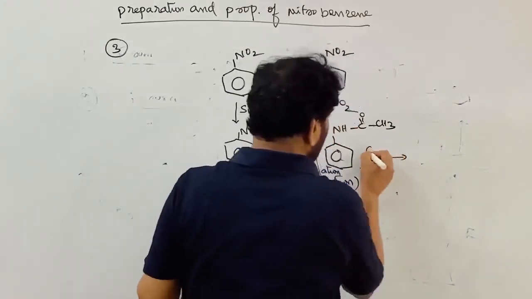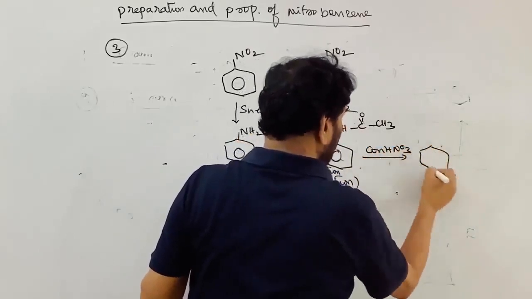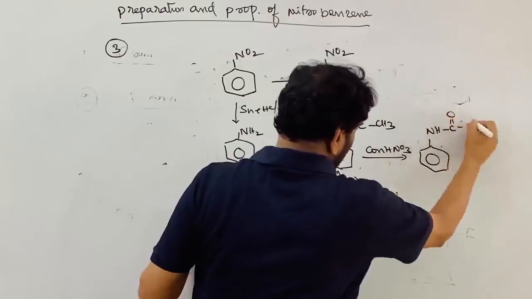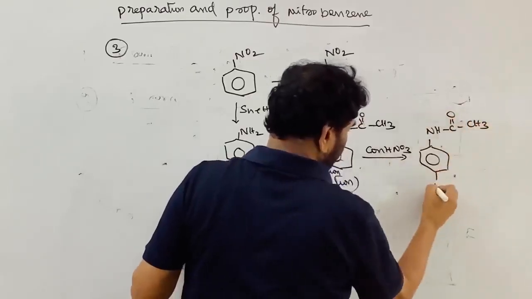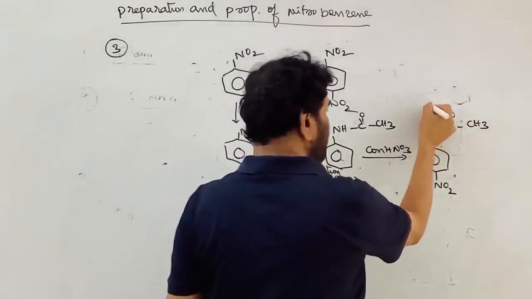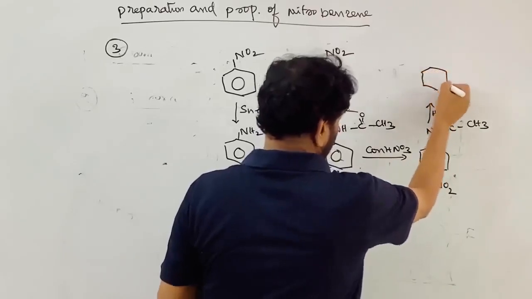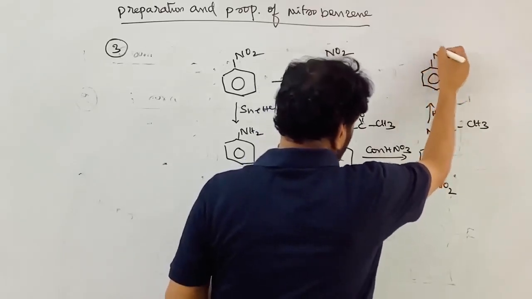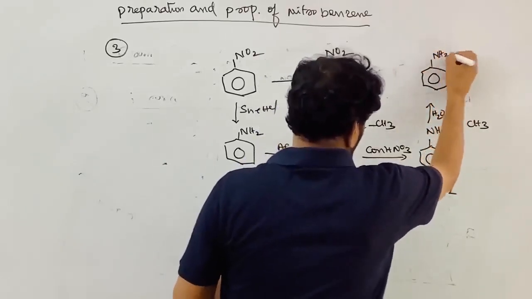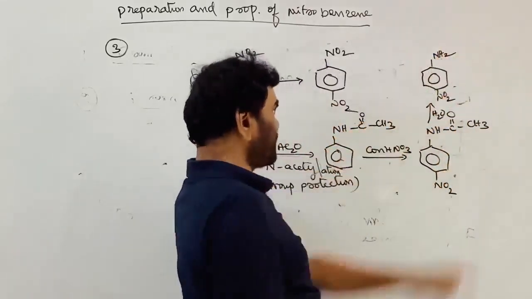Now treat with concentrated HNO3. Nitration takes place, and the para product is more due to ortho effects; I need not tell that again and again. Nitration is carried out. On hydrolysis, deprotection occurs and the protecting group is removed, giving NH2 and NO2, and acetic acid is produced.